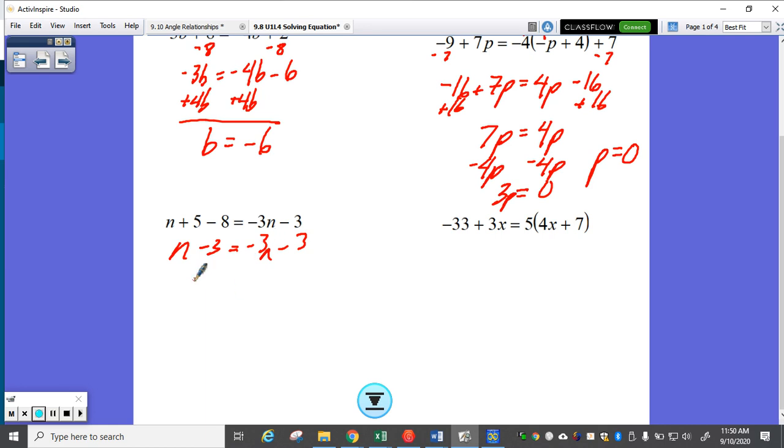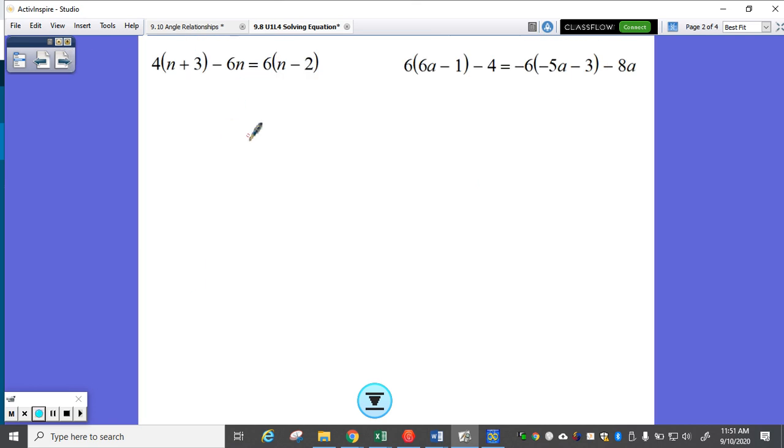We'll move this 3 n over, so we'll add the 3n to both sides. And so we have 4n minus 3 equals negative 3. Add the 3, and again we have 4n equals 0. And we divide the 4, and it's going to equal 0. All right, so let's move to the next type of multi-step or variables on both sides.